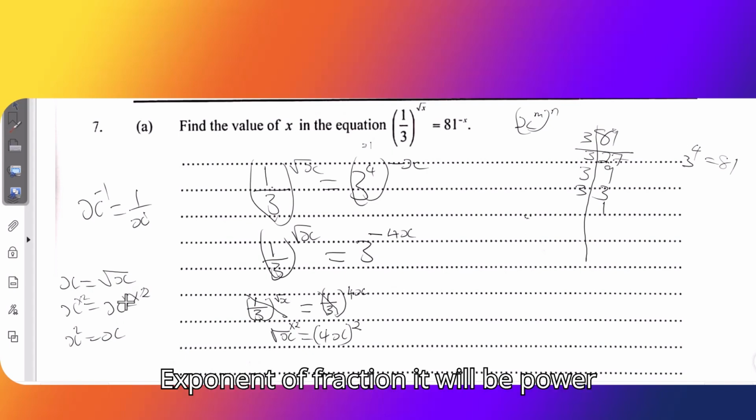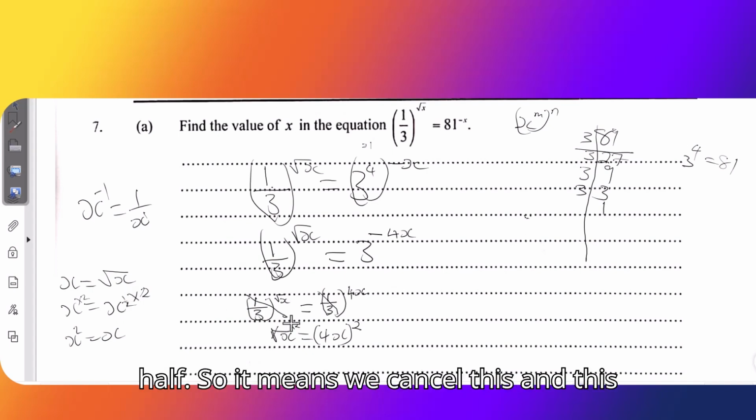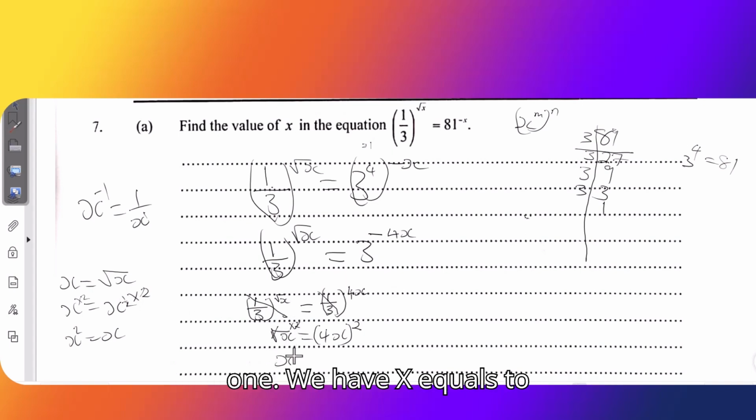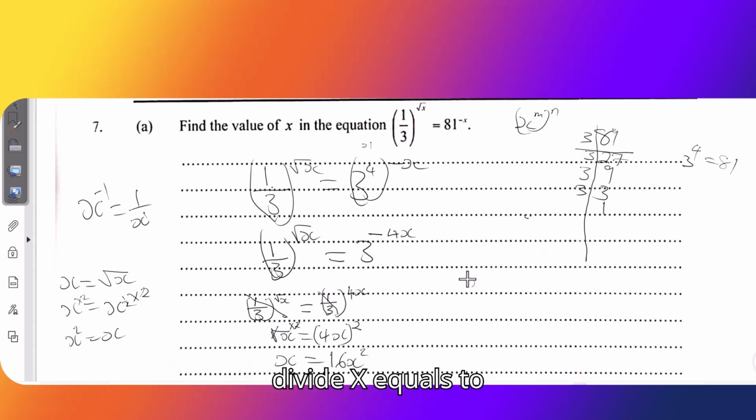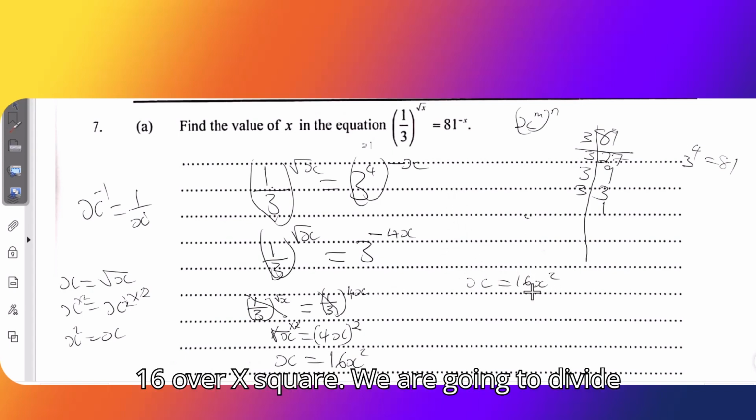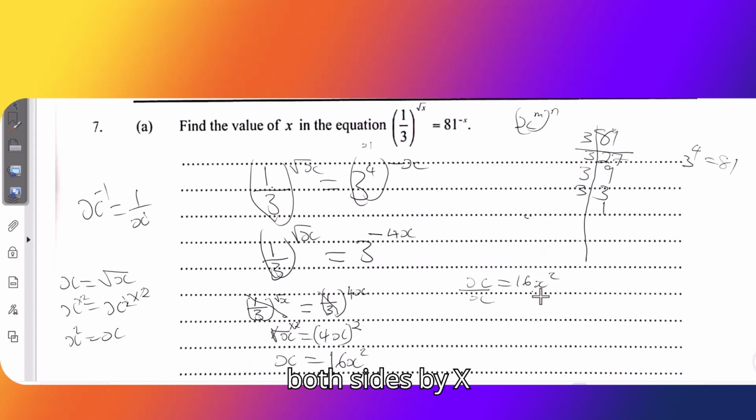Exponent of a fraction, it will be power half. So it means we'll cancel this and this one. We have x equals 4 power 2, which is nothing but 16x squared. So by the end of the day, we are going to divide: x equals 16 over x squared. We are going to divide both sides by x.